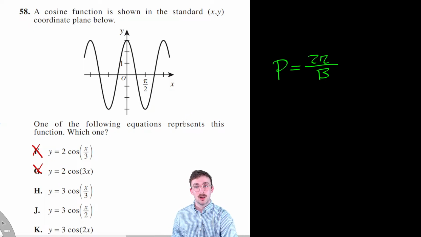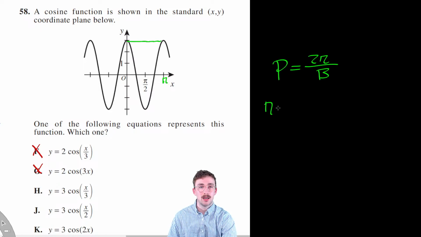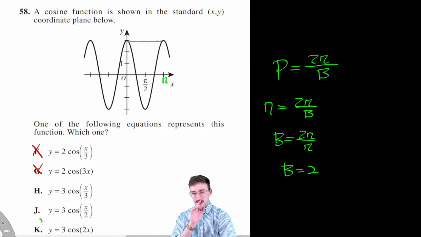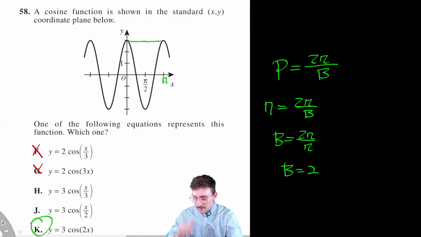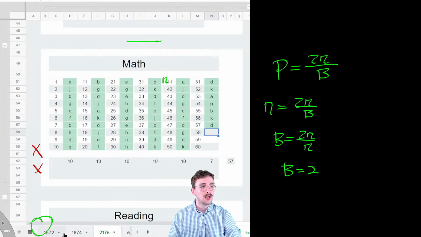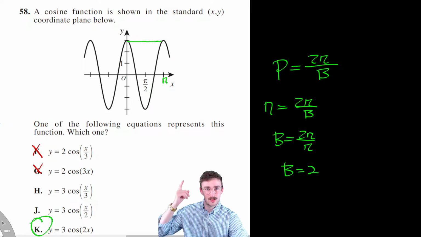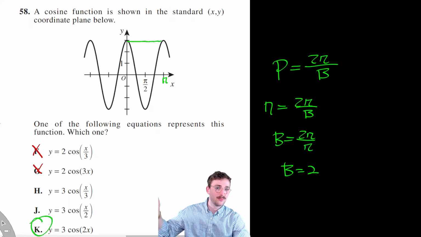But for this one, if this is pi over 2, that means this right here is pi. So our period is pi, which means pi equals 2 pi over b. So b equals 2 pi over pi. B equals 2. I think it would be k. I'm going to go with that. If I'm wrong, I'm just going to graph it. You can just graph those three and then say, do they look like that one? Check each of the major points and compare the periods.